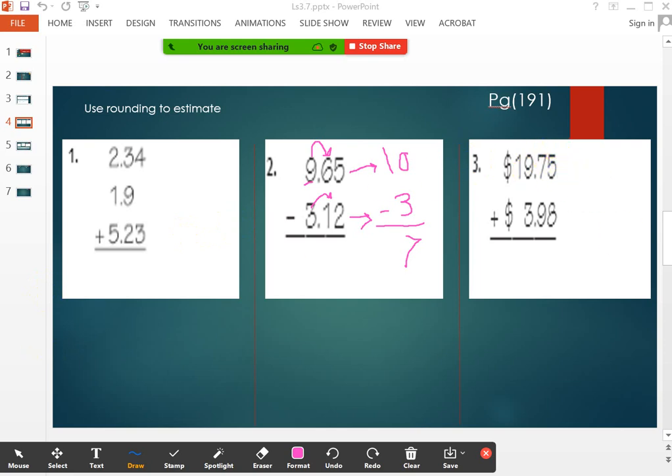Now I will choose Real. Yes, Real. I want to round here 19.75, hundredths, into the nearest whole. Could you tell me what the answer will be? 19 will be 20. Your answer is correct. Very good. Thank you, Real.